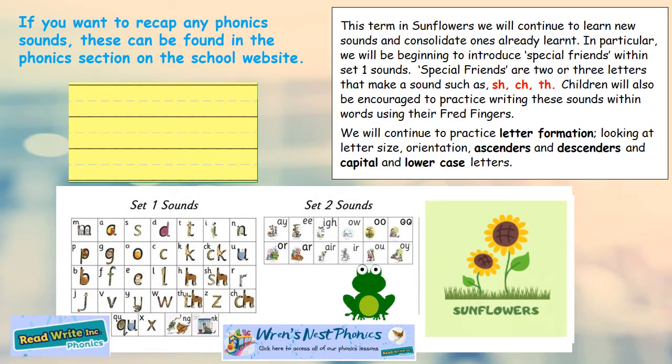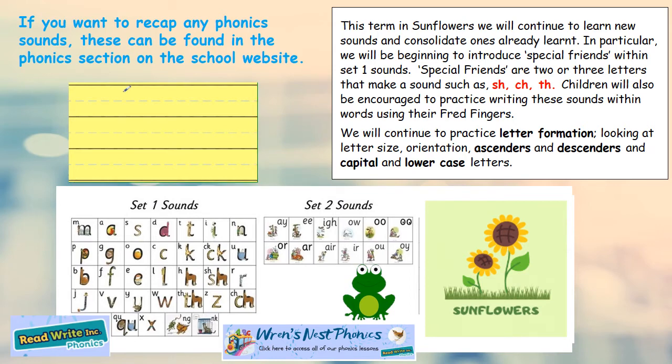This term in Sunflowers, we will continue to learn new sounds and consolidate ones already learned. In particular, we'll be beginning to introduce special friends within Set 1 sounds. Special friends are 2 or 3 letters that make a sound, such as ch, sh, th. Children will also be encouraged to practice writing these sounds within words using their thread fingers.